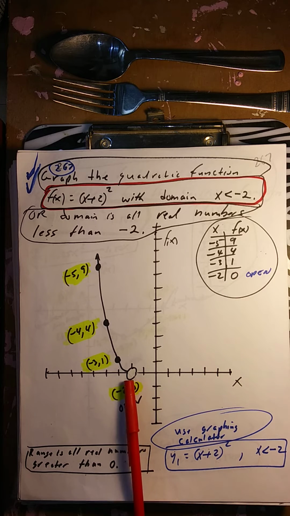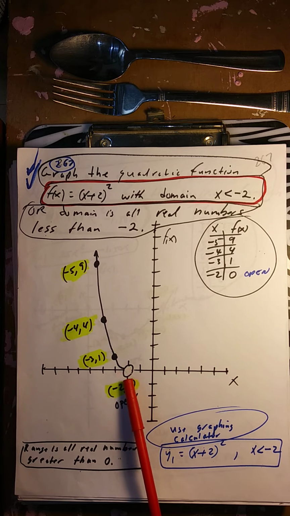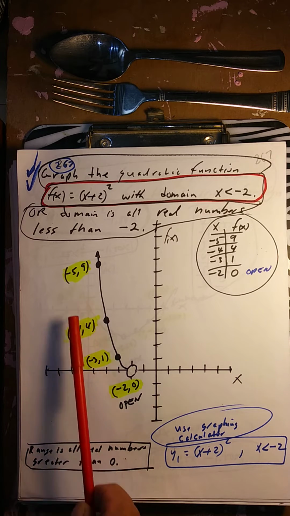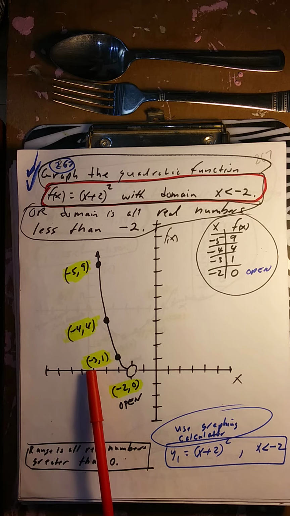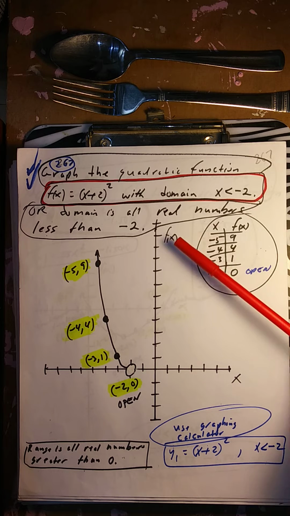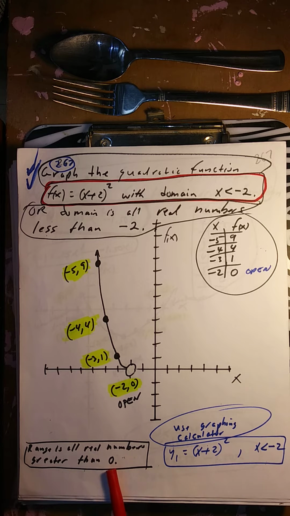Again, this is open. Negative 2, 0 is not included in there, so it's an open circle. And it's going to go: negative 5, 9. Negative 4, 4. Negative 3, 1. And then negative 2, 0 right there. But it's open. So the domain is all real numbers less than negative 2. And the range is all real numbers greater than 0. See that right there? Greater than 0.